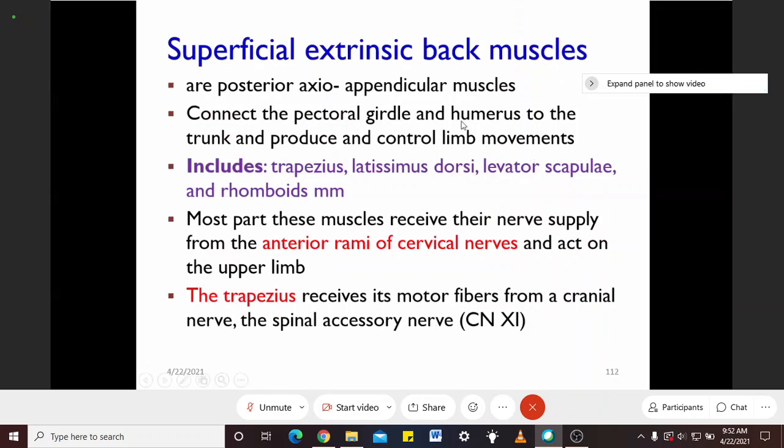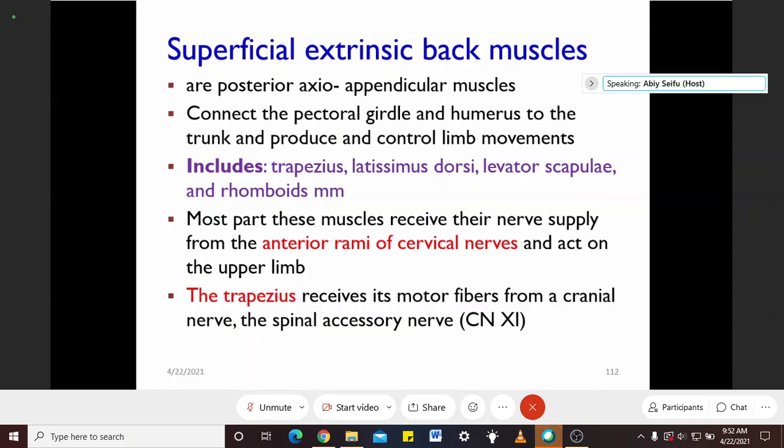The superficial ones are also called the posterior axio-appendicular muscles, because they act on the girdles and the upper extremity, and they connect the two parts of our body, that means the trunk and the extremity. Those muscles include the trapezius, latissimus dorsi, levator scapulae, and the rhomboid minor and major. They are 5 in number.